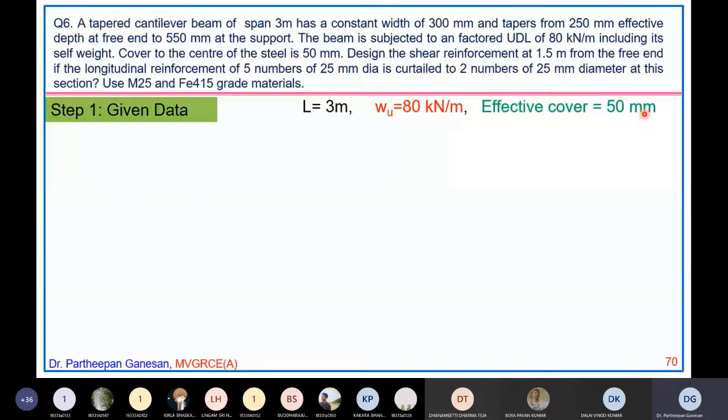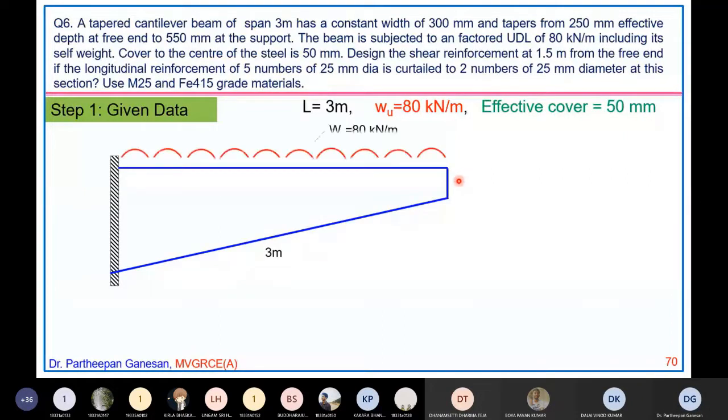Now if we see the section, this span is 3 meters and this beam carries a load per meter. This is the total UDL intensity, including self weight and live load. This is the factored UDL intensity. Remember, I am writing Wu; Wu means factored UDL. Now this section is 1.5 meter from the free end, so the remaining length also will be 1.5 meter.